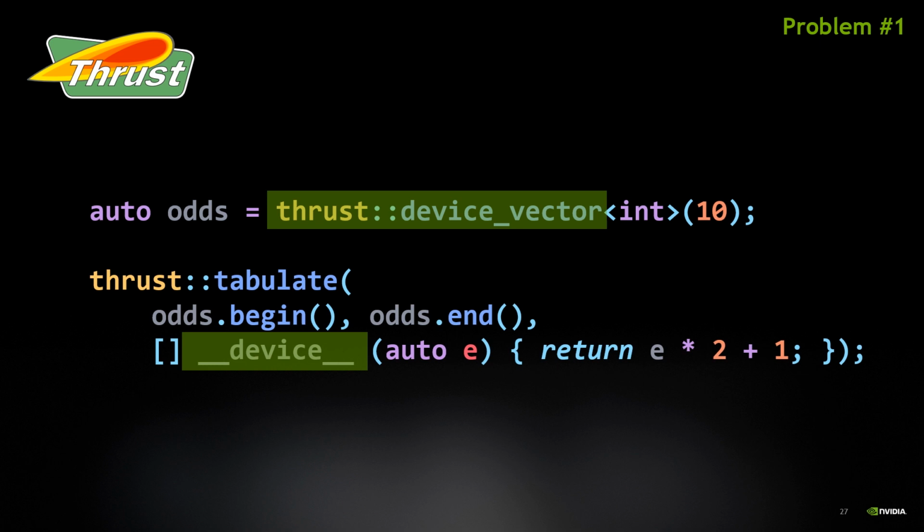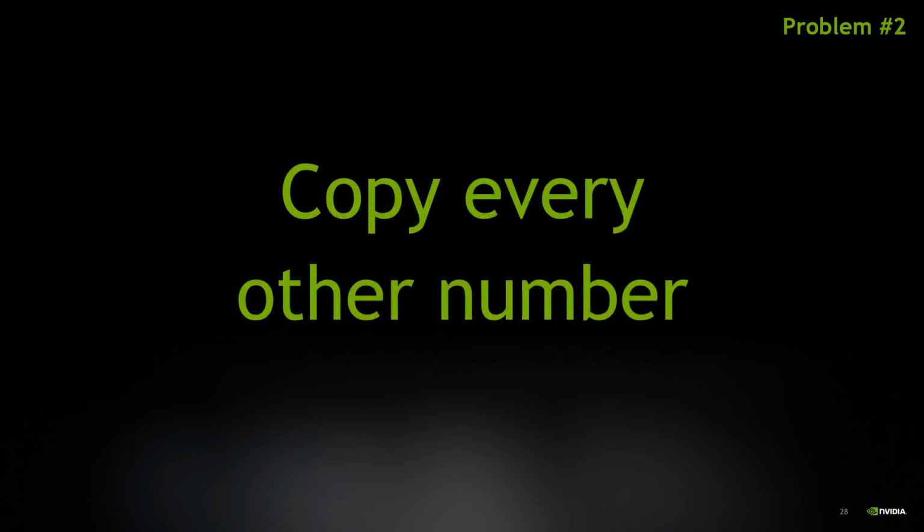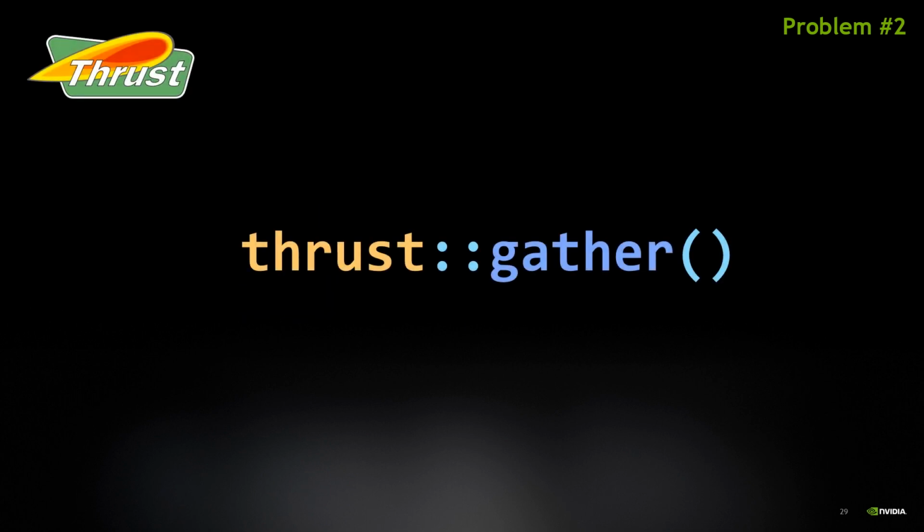Moving on to problem number 2, that is going to be using one of the 20 algorithms that we saw on our screen previously. This problem is how to copy every other number. This can be done with a single algorithm, and this is actually a really useful algorithm that comes in handy a lot of times as soon as you learn it and are aware of it. So I'll wait a couple seconds. And the answer is thrust gather.